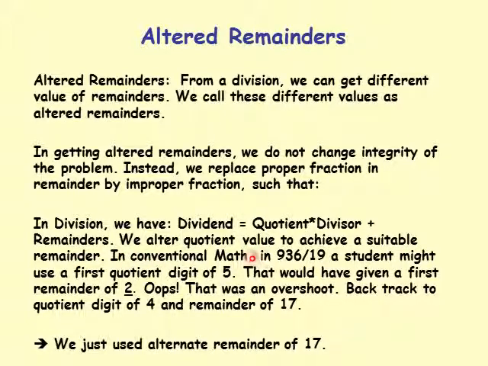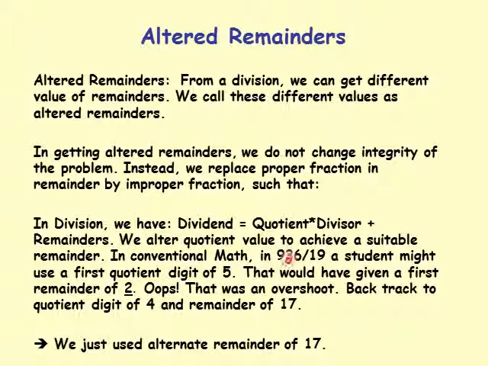In conventional math, if we were to divide 936 by 19, a student might use a first quotient digit of 5. That would have given a first remainder of negative 2, since 19 times 5 is 95, and 95 subtracted from 93 is negative 2. Oops, that was an overshoot, so backtrack to a quotient digit of 4.